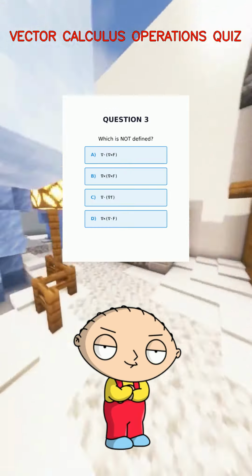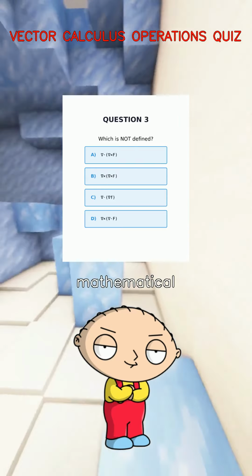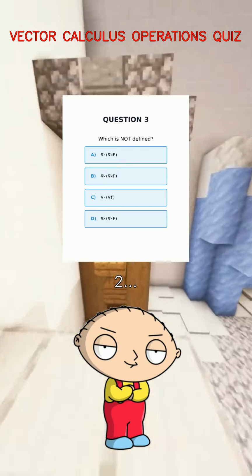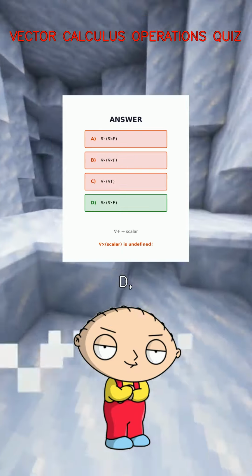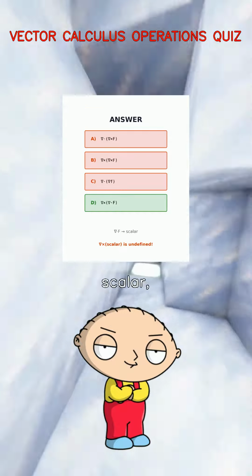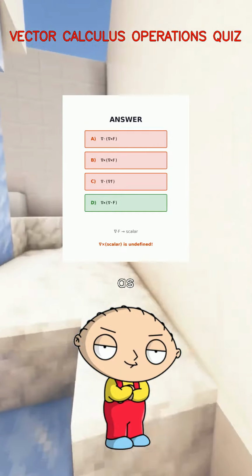Question 3. Which is not defined? 3 of these are perfectly valid operations. One is mathematical nonsense. D, curl of divergence. Divergence outputs a scalar, and you cannot take the curl of a scalar. Curl requires a vector field as input.